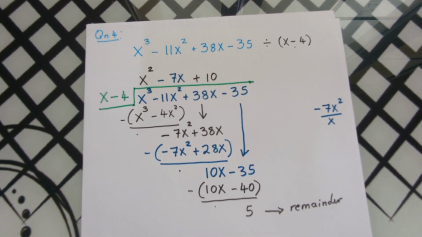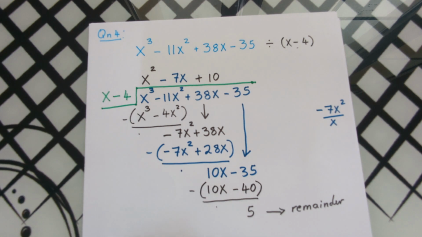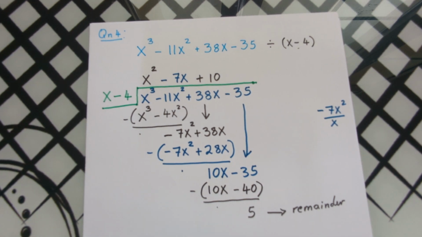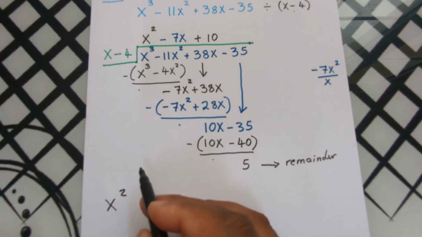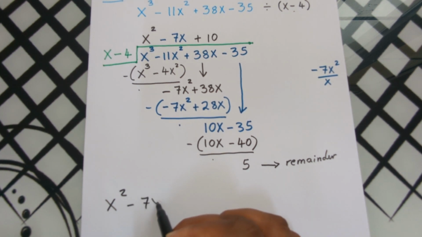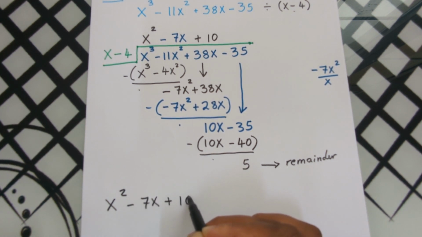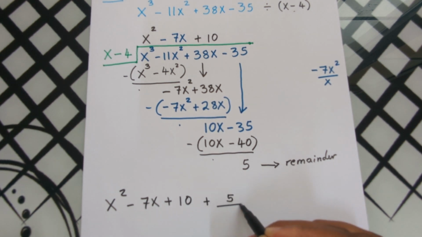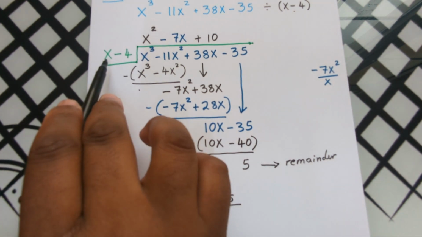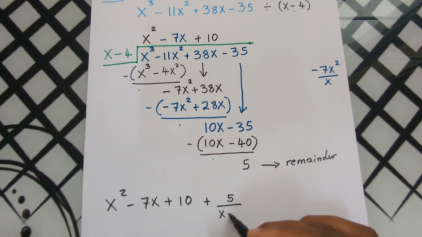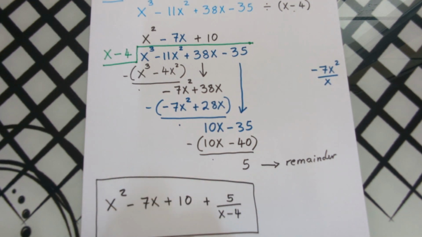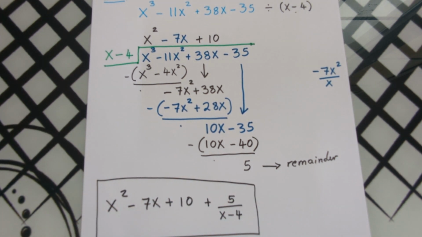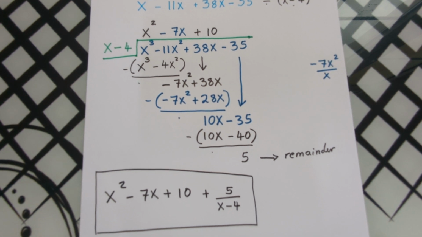So let's write our final answer. Our final answer is going to be x to the power 2 minus 7x plus 10 with a remainder of 5. So plus 5, and below 5 we put our divisor, which was x minus 4. So this is the answer that we got in question number 4. Now let's move on to question number 5.